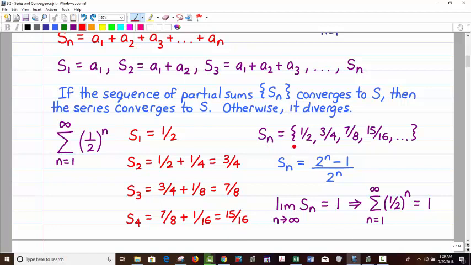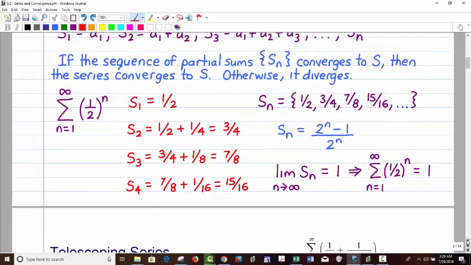So this is the sequence of the partial sums, and it goes like this. It might be a little tricky to come up with that formula, but the idea is that the limit of the sequence of partial sums gives you what the original series converges to. The limit of these terms equals 1, so the series converges to 1. Not real practical, but theoretically it's an interesting idea.